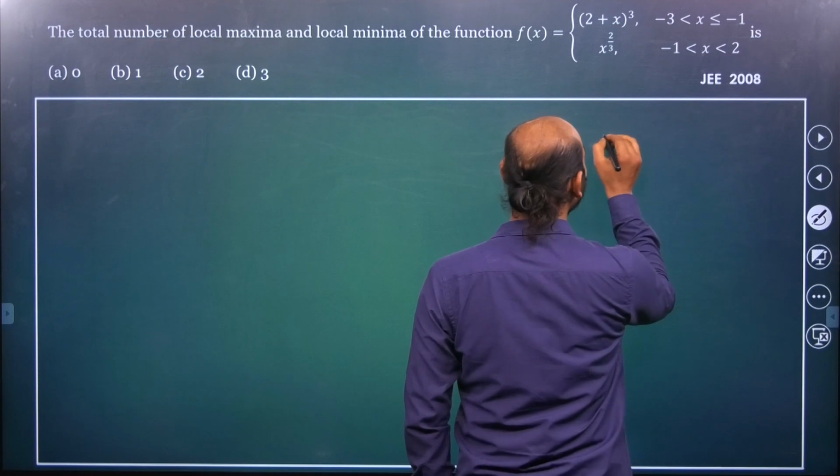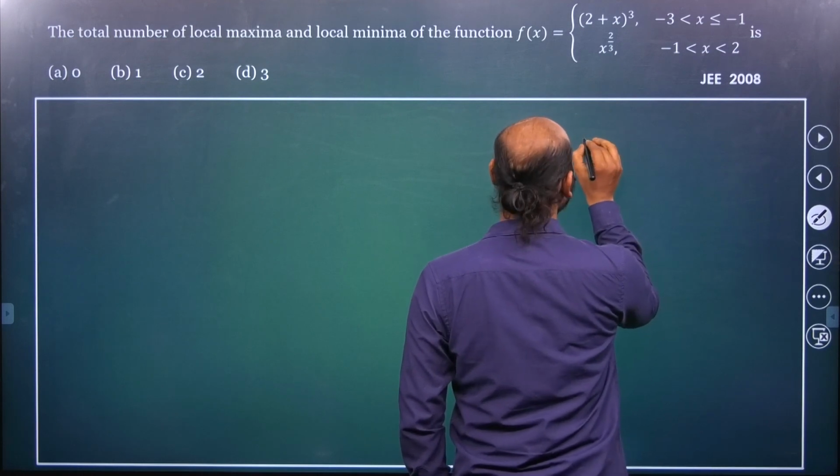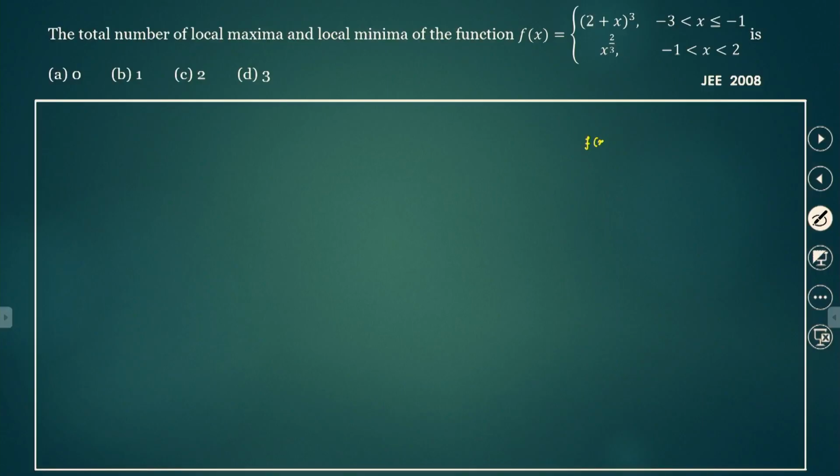So what is my function? Here I write down the function definition first: f(x) equals (2 + x) whole cube, where x belongs to -3 ≤ x ≤ -1, and it gives me x to the power 2/3 when -1 < x < 2.